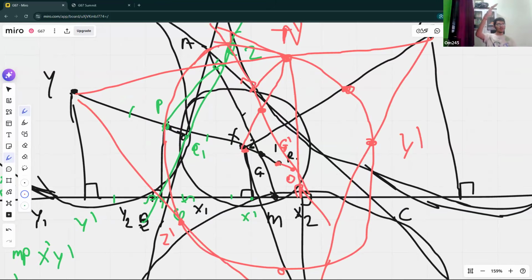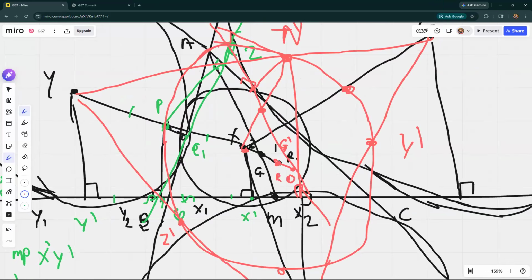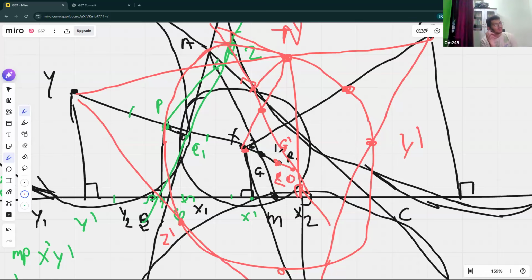Now all those should pass through the radical center. The radical axes of omega 2, omega 3, and omega 4 would be concurrent at a point. Call that L, say. I'm just trying to visualize the radical center. Oh wait, my bad. Yes, they should concur here somewhere.